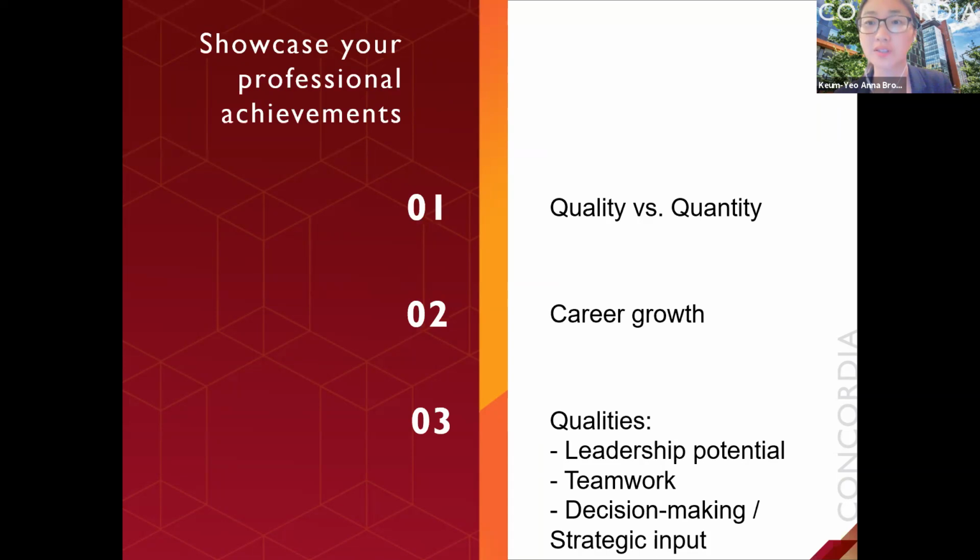So work experience where you've had career growth, if you've had managerial opportunities, if you've had the opportunity to lead projects. These are all things you want to make sure you highlight in your resume. So we're not as interested in your actual responsibilities as much as how you've impacted your company. And anything that demonstrates those qualities of leadership potential, teamwork, decision making, strategic input, you want to make sure that you can highlight that with a lot of action verbs.